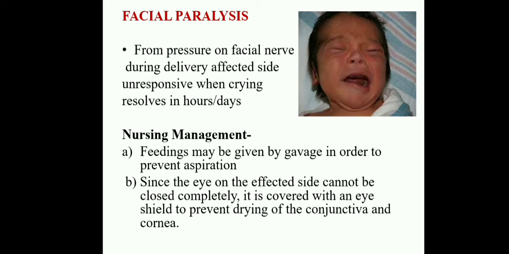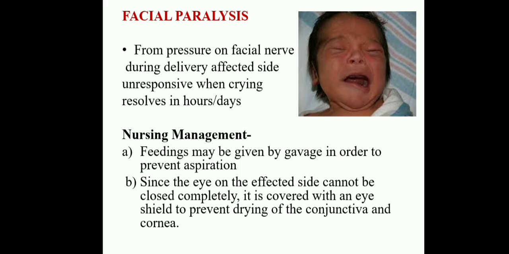Next one is facial paralysis. What is facial paralysis? It results from pressure on the facial nerve during delivery; the affected side is unresponsive when the baby cries. It resolves in hours or days. Because of some facial nerve pressure, facial paralysis may occur. It may reverse within hours or days. This is about facial paralysis.